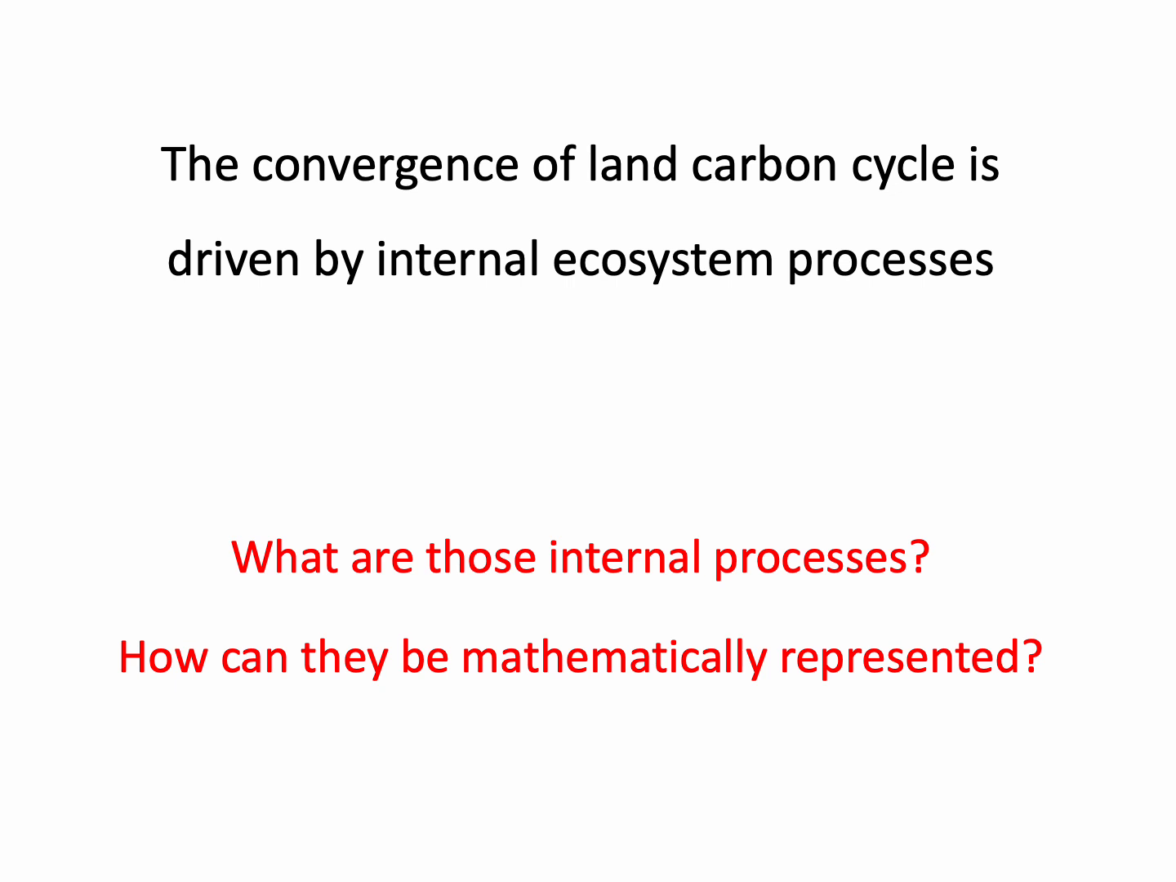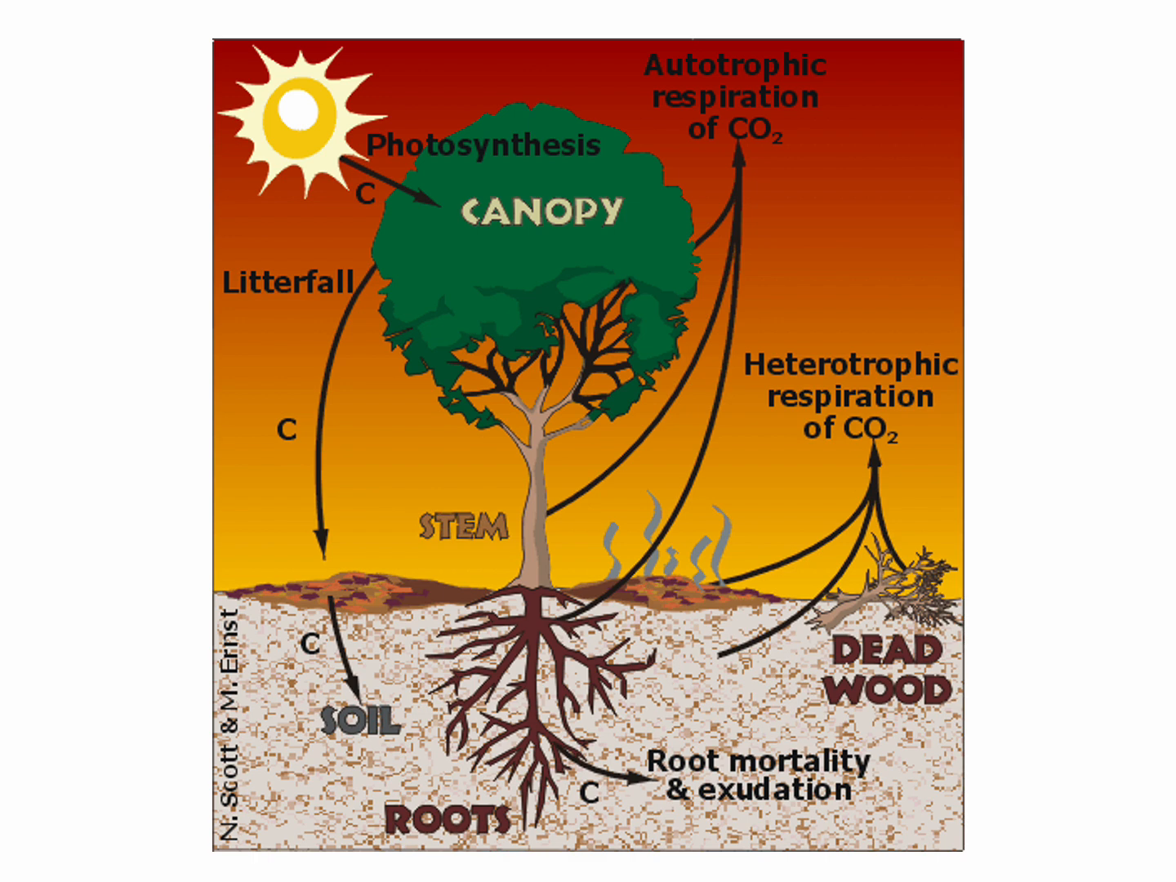Then, what are those internal processes? How can we mathematically represent those internal carbon cycle processes? Before we can answer those questions, let's briefly review the land carbon cycle first. Carbon enters an ecosystem via photosynthesis. Photosynthetic products are partially allocated for autotrophic respiration, partly for growth of leaves, stem, and roots.